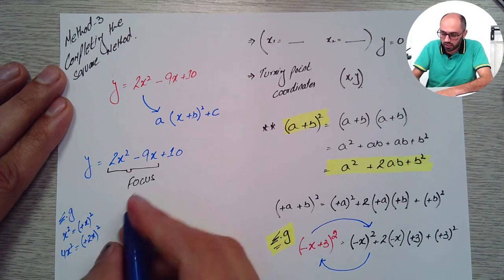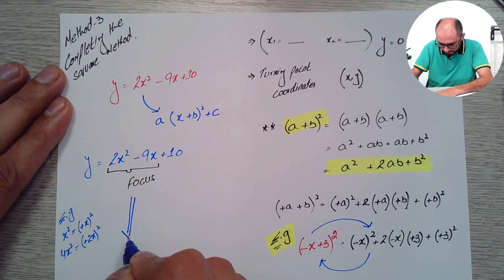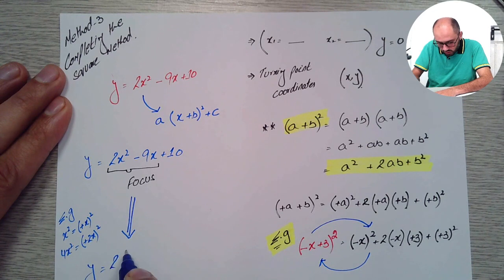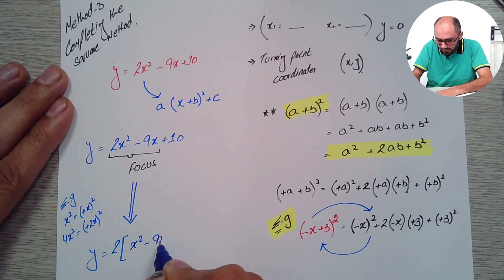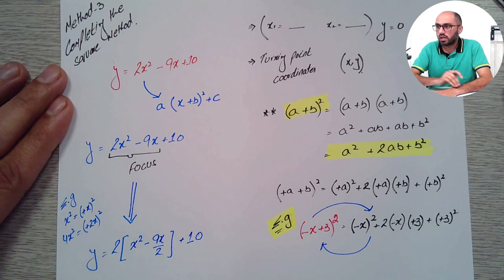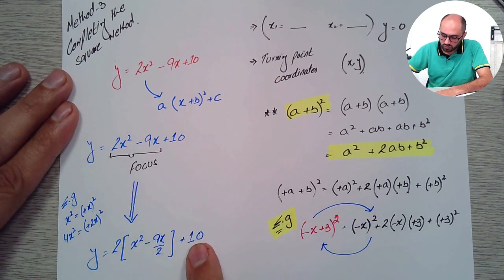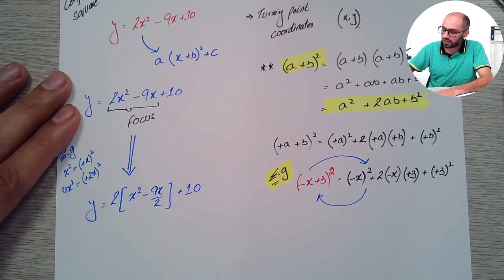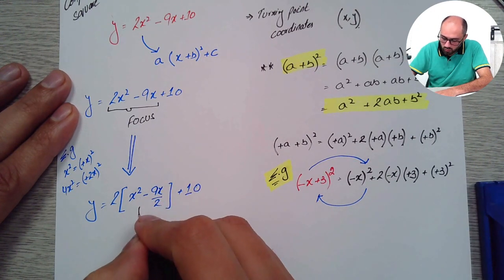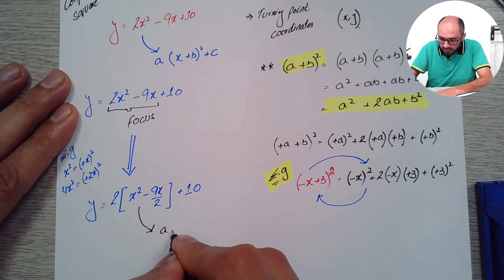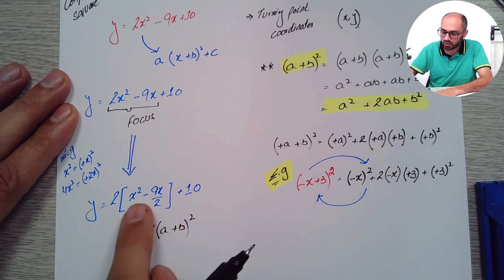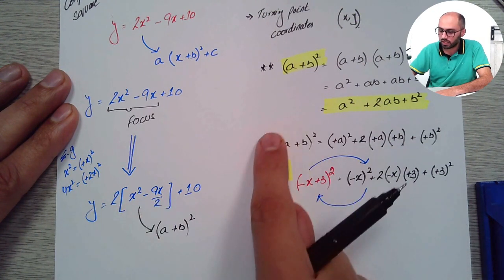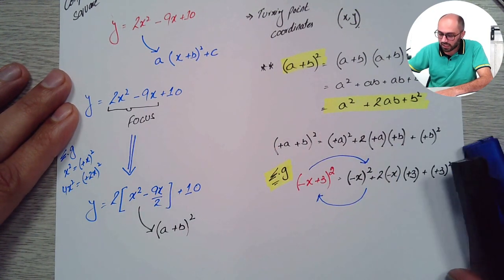If you factorize it, you will end up with y equals 2 times x squared minus 9x over 2, plus 10. Again, look, I did not do anything to this 10. Once I've factorized it, the next step will be, you will need to convert this section to a plus b whole squared, meaning you'll have to convert these two terms into something like that. How do we do that? Let's have a look.